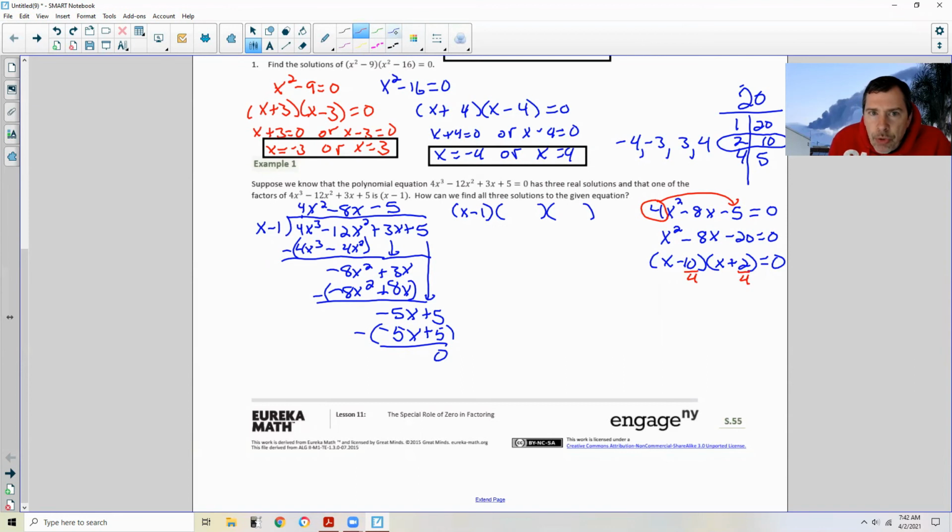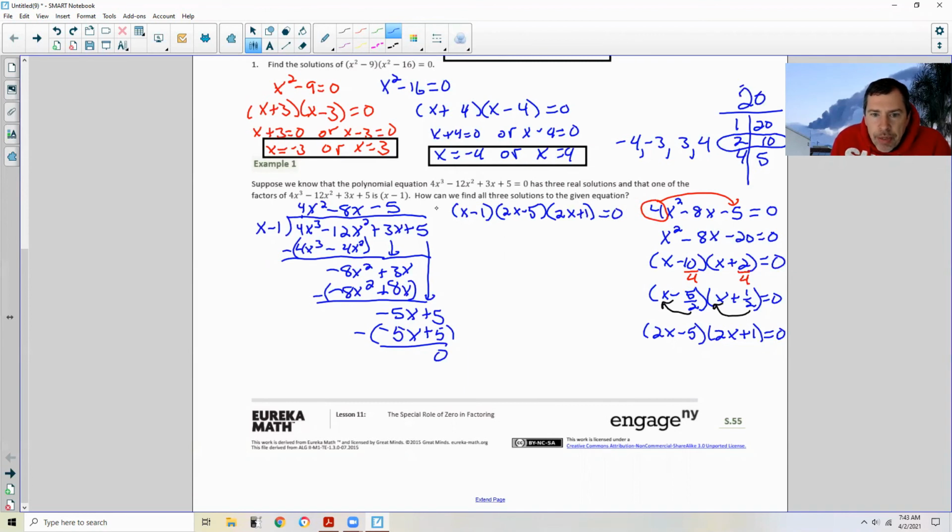Okay, this is going to reduce. They're both even, so that will reduce to 5 halves. And this will be x plus 1/2 equals 0. And then we take the denominator and move it over here, and we get 2x minus 5 and 2x plus 1 equals 0. So if I FOIL this, I will get 4x squared minus 8x minus 5. So I have 2x minus 5, and I have 2x plus 1 equals 0.